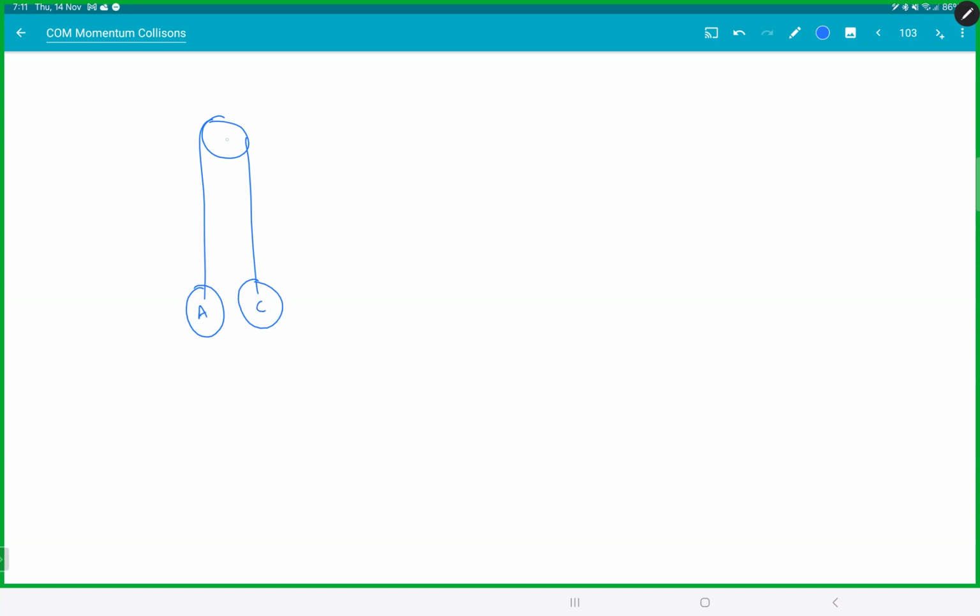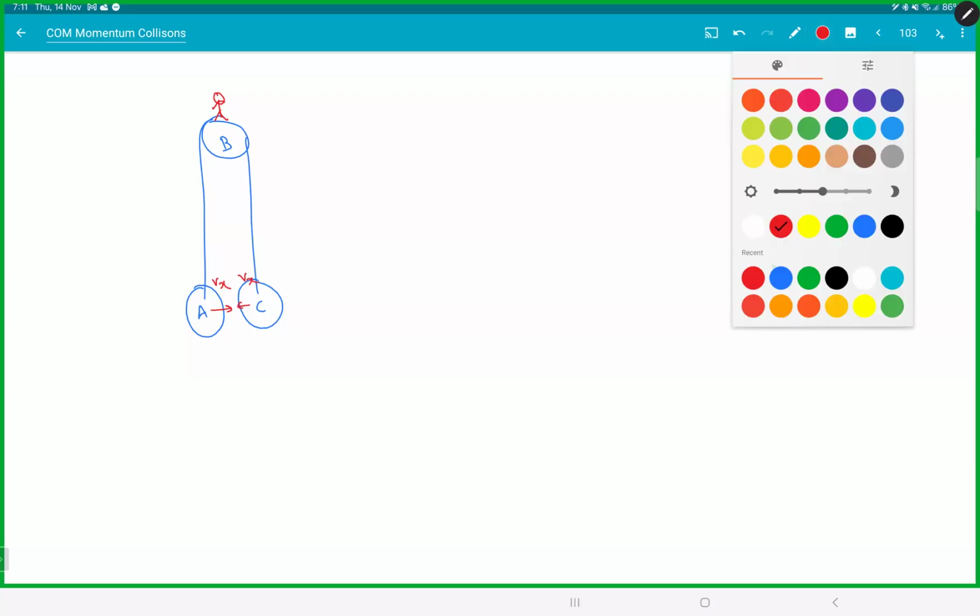This is A, C, and B. So my observer is standing on B. If you stand on B, the relative velocity, you will see, is only having Vx, because Vy will get cancelled. Clear? Now there's a trap here. There's a catch. Look at this.